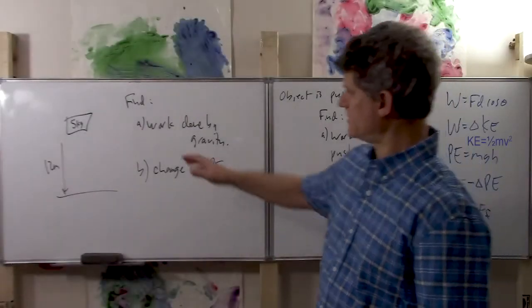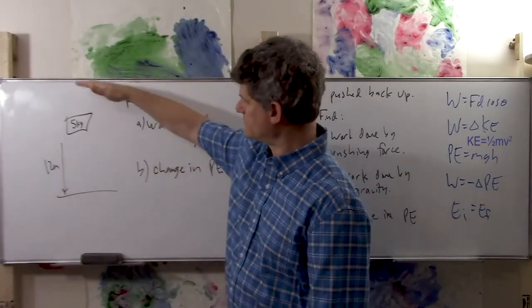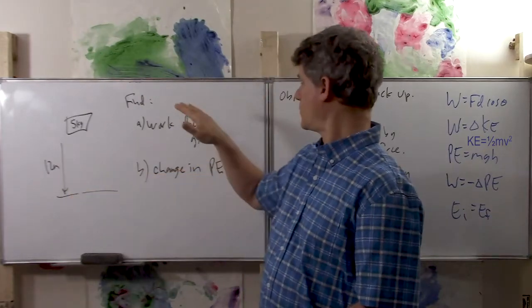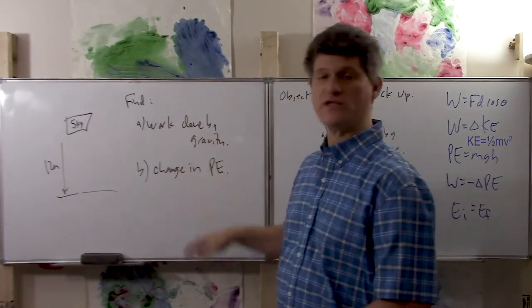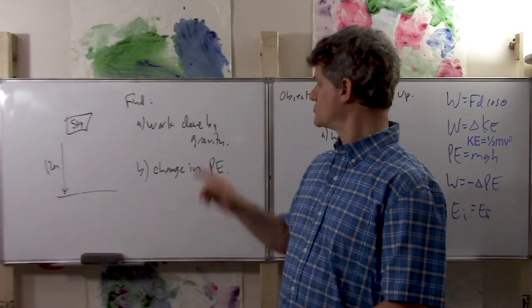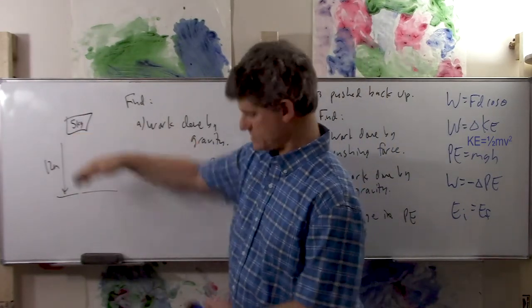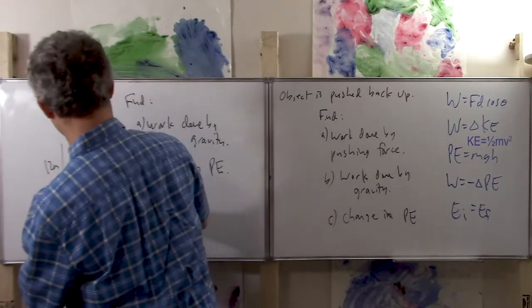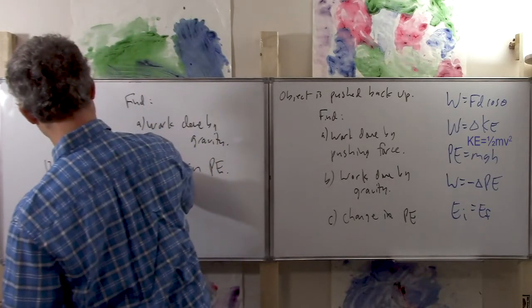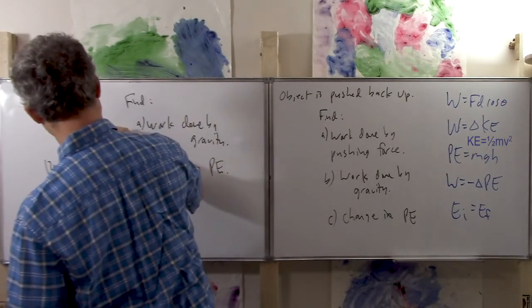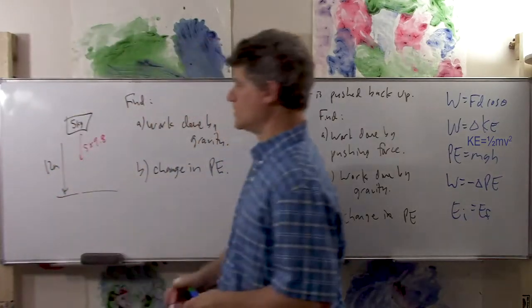All right, so we have an example here. A 5 kilogram mass falls through 12 meters. So we want to find the work done by gravity and the change in potential energy. So the work done by gravity is, as we've said before, the force, mg, times the displacement, which is 12.